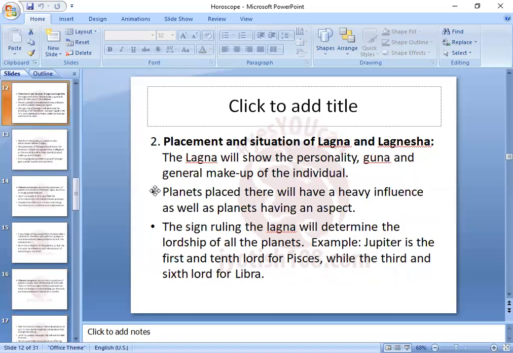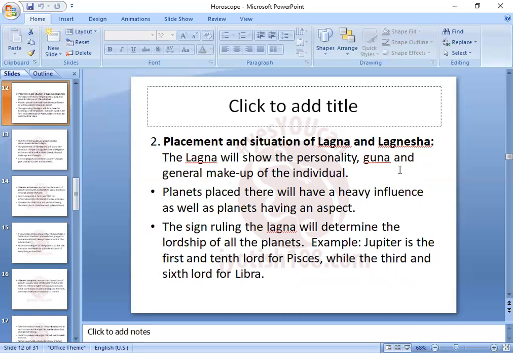So point number 2, placement and situation of Lagna and Lagnesha. The Lagna will show the personality, guna, and general makeup of the individual. You have to understand the difference between the Lagna and the Lagnesha, that is, the Lagna Lord. Lagna and the Lagna Lord, basically. So the Lagna is your truth.